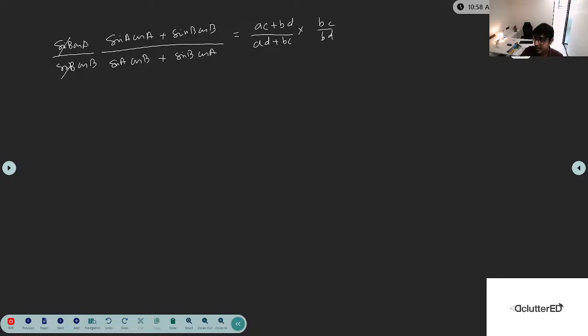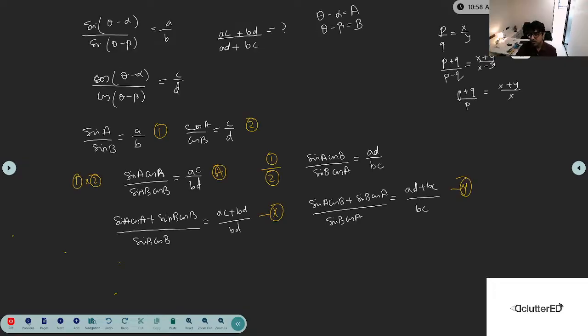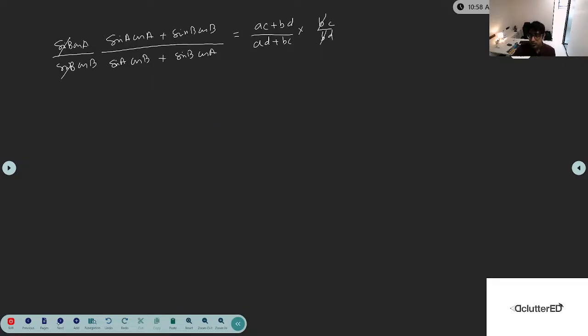Now sin B cancels, B and B cancel. C by D from our given question was cos A sin B. So this will cancel with this. And I have finally simplified the entire expression to sin A cos A plus sin B cos B divided by sine of a plus b is what is asked of us.